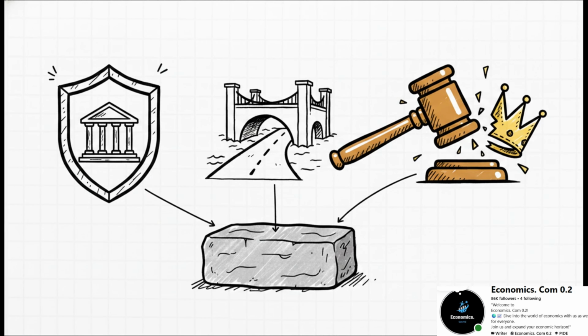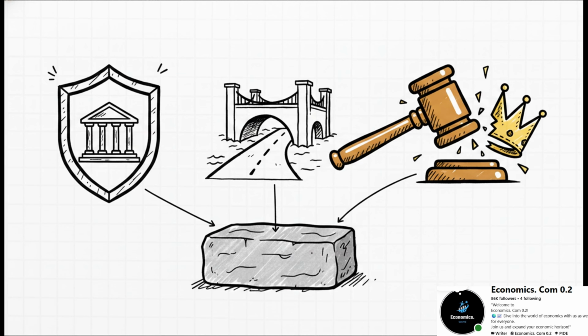But let's be super clear here. Smith wasn't some anarchist advocating for zero government. He was incredibly pragmatic. He outlined that the state has absolutely crucial roles. It has to protect property and enforce contracts so markets can actually function safely. It also needs to provide critical infrastructure, think roads, bridges, basic education, stuff that private markets just wouldn't find profitable to build on their own.